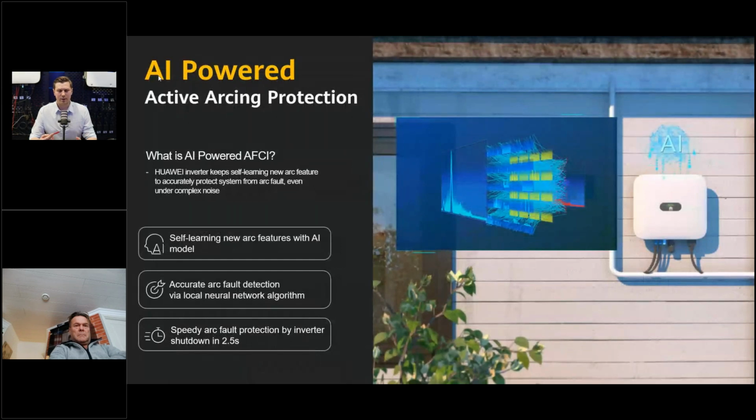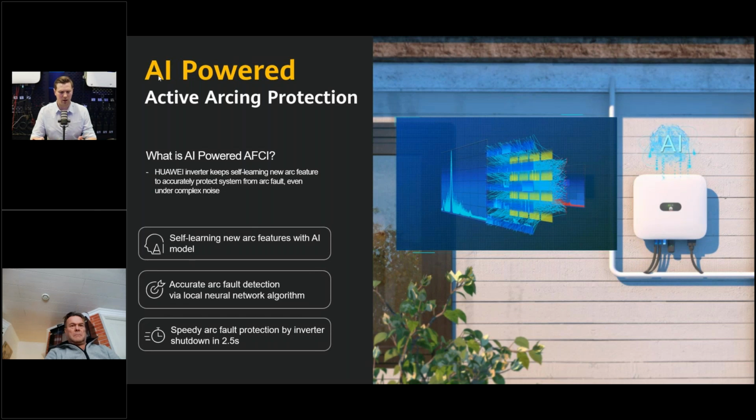Many manufacturers noticed that problem and try to implement a similar solution to what Huawei has right now in their inverters. How Huawei does it: the inverter analyzes the spectrum of the DC current signal and tries to find the special distortion between 10 and 100 kilohertz, which occurs when an arc is present, when an arc actually happens.